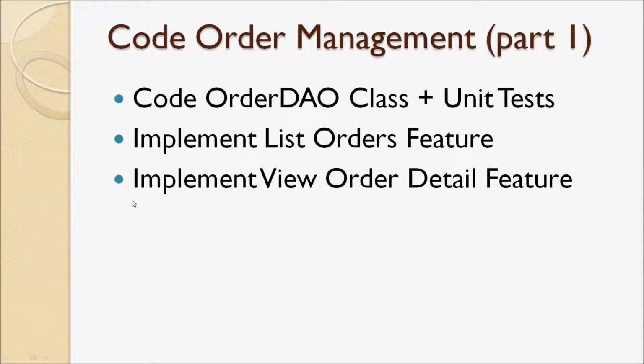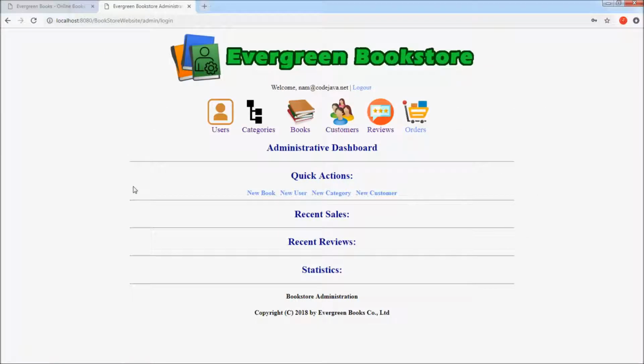In this video, you will learn how to implement the list orders feature that allows the admin users to see all the orders made by the customers on the website. You see, in the admin section, the admin user can click the hyperlink orders here to see all the orders made by the customers when they are purchasing books on the website.